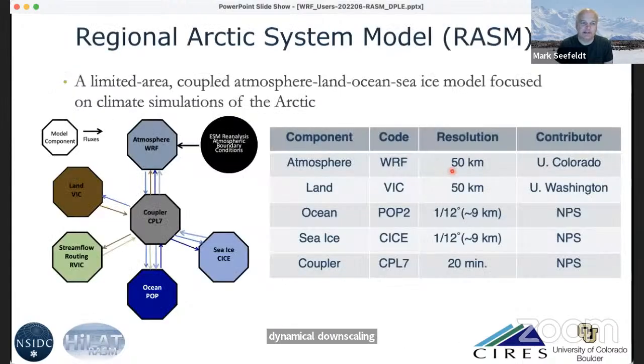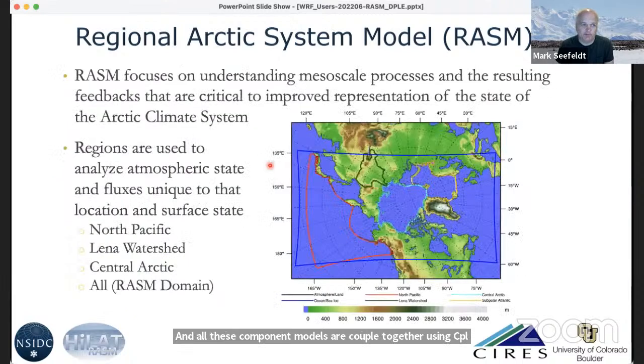The Regional Arctic System Model is a limited area coupled atmosphere, land, ocean, sea ice model focused on climate simulations of the Arctic. The component models include WRF for the atmosphere, WRF 3.7.1, at 50-kilometer resolution, 40 vertical levels, 50 hectopascal model top, and then grid nudging of T, temperature, U, and V above 500 hectopascals. Land is using the VIC model, ocean, POP2, sea ice, CICE, and all these component models are coupled together using CPL7 of the CESM framework.